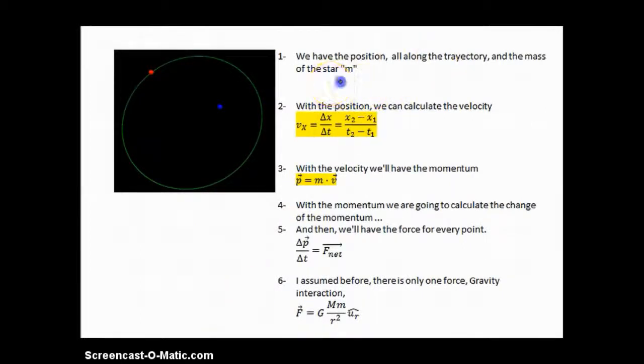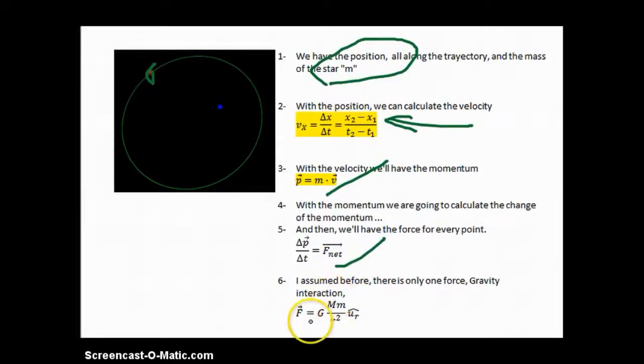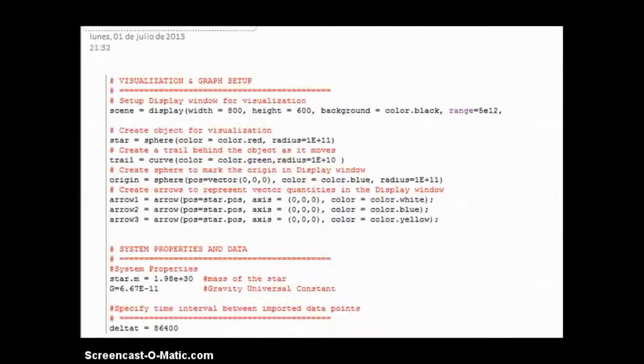We'll do this. We have the position. With the position we can calculate the velocity for every point of the trajectory. With the velocity we'll have the momentum, and then we'll have the change of the momentum, also the net force. With the net force equal to the gravity interaction, we can easily calculate the mass of the black hole.